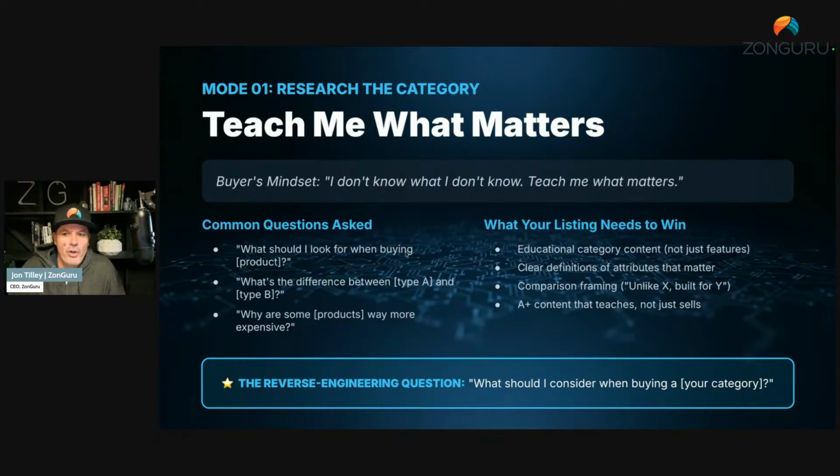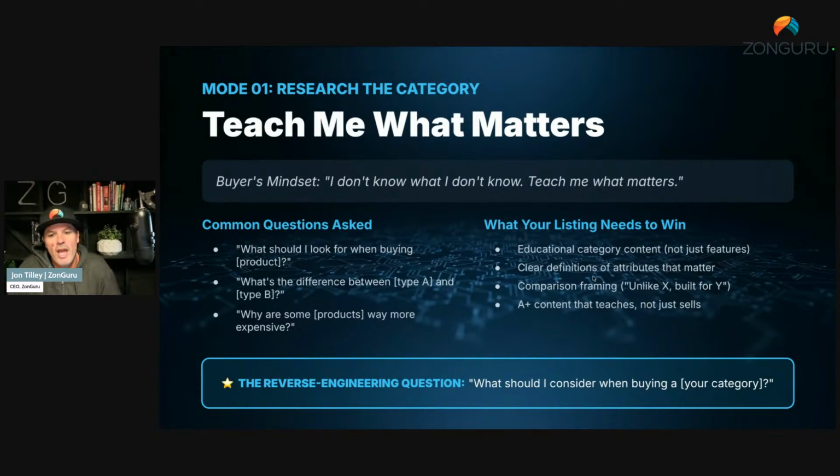So the teach me side, right? I don't know what I don't know. Teach me what matters, right? So the common questions: what should I look for when buying a robo vacuum? What's the difference between this product and this product? What are some robo vacuum products? Why are some way more expensive, right? So these are questions that you can ask, right?